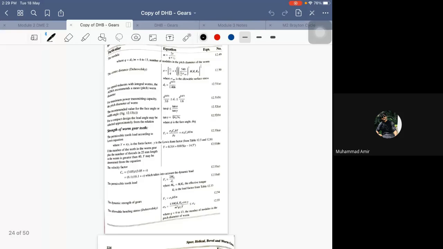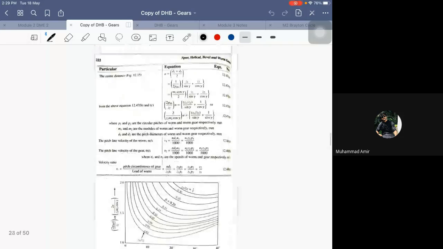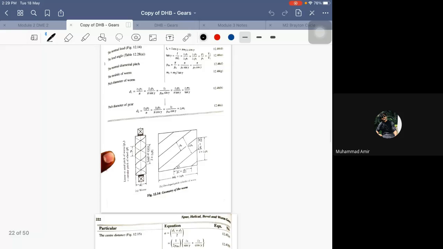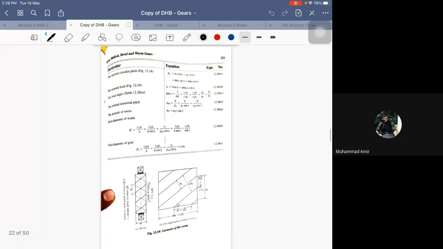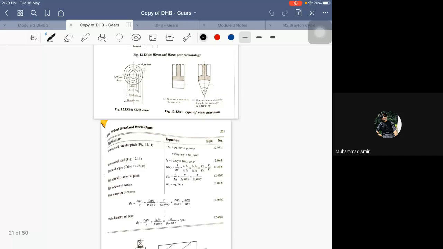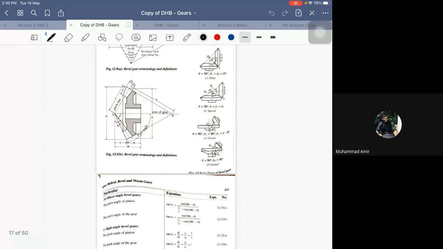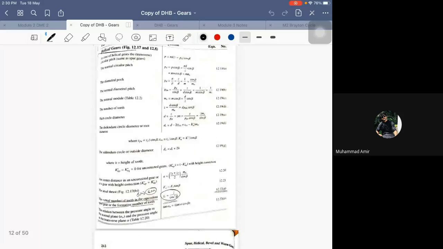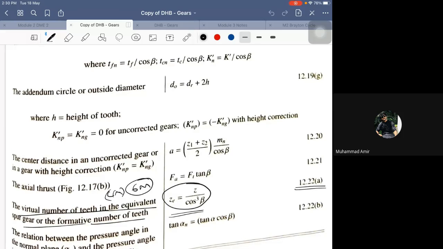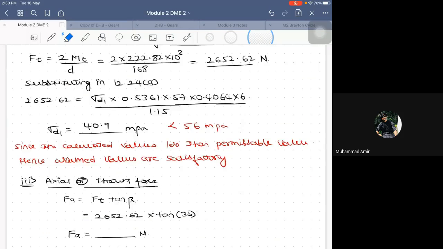FT, what is that expression? Axial thrust. So it definitely comes in helical gears. So under the helical gear, I have already moved to worm, bevel, helical. Here it is. So the axial thrust is given as FA is equal to FT into tan beta.